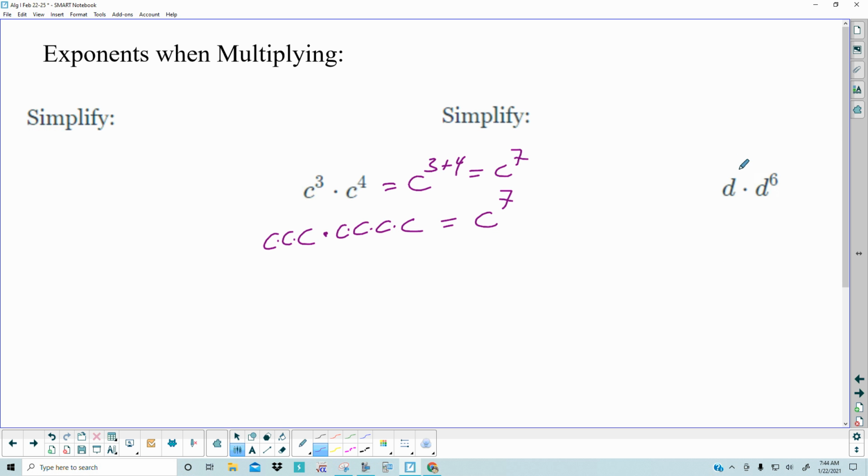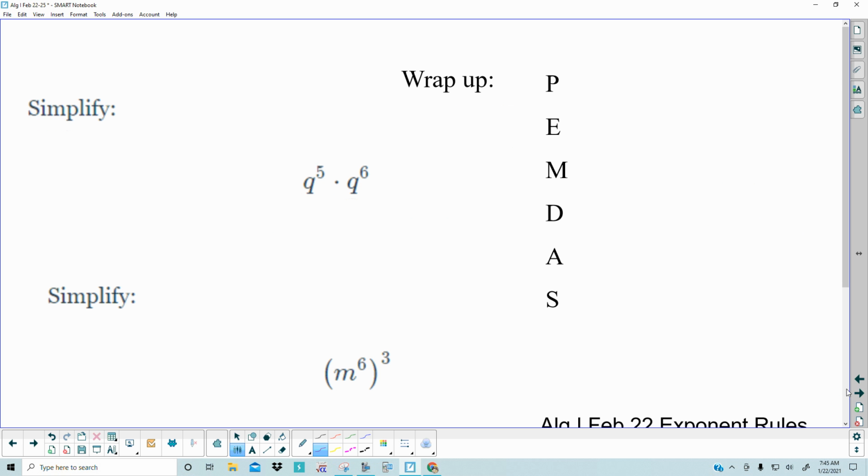So this, don't say there isn't an exponent here. It actually is a 1, d to the first. So you're multiplying, so you have d to the 1 plus 6 is d to the 7th. So here, you're multiplying, so you add the exponents. So that's q to the 11th. You have an exponent on an exponent, so you multiply the exponents.